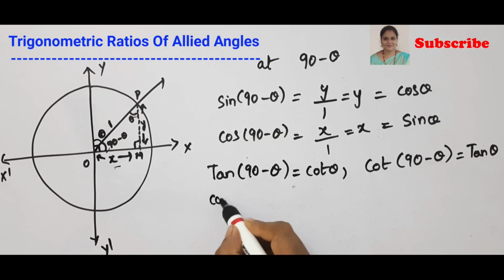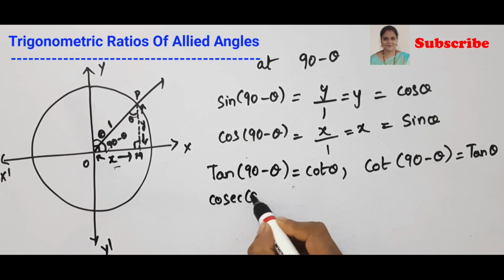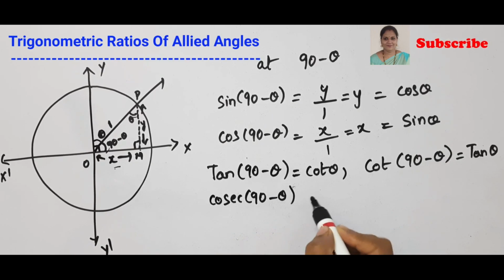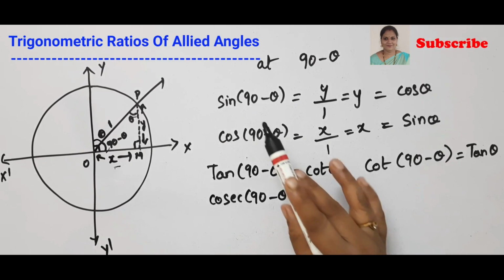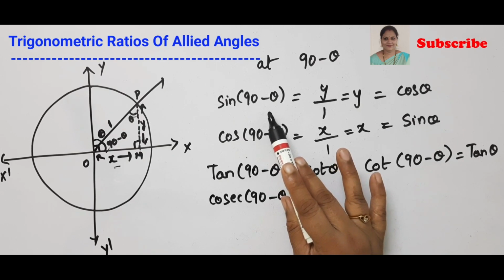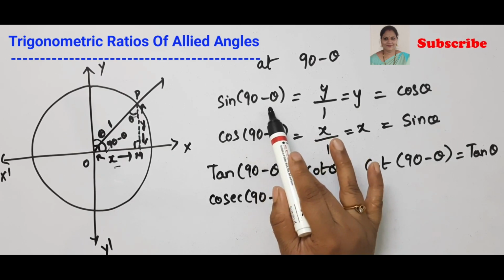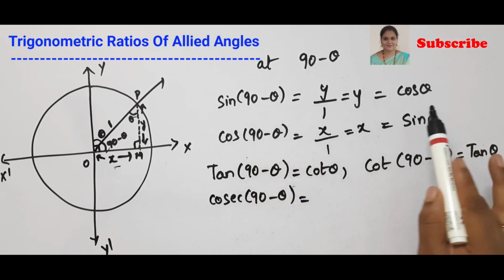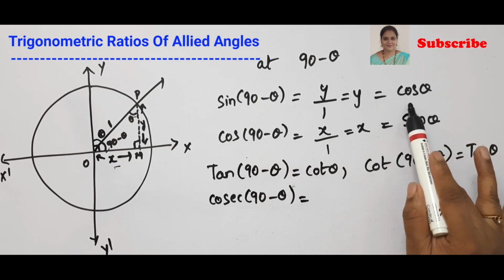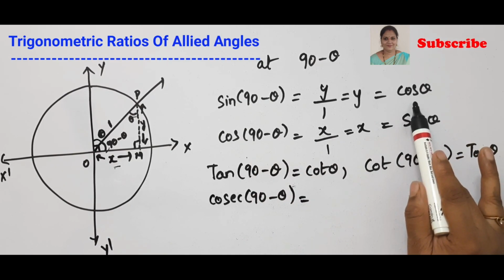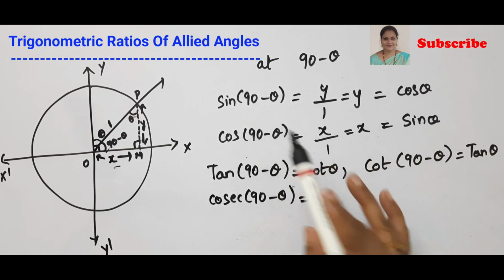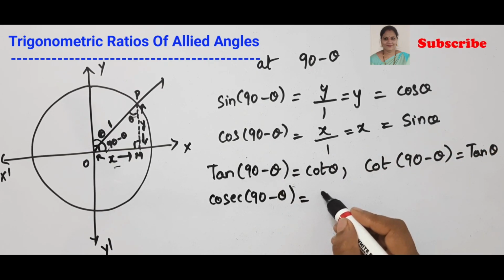Next, cosecant of 90 minus theta. Cosecant of 90 minus theta is nothing but 1 by sin of 90 minus theta. 1 by sin of 90 minus theta means it is 1 by cos theta. 1 by cos theta is nothing but secant theta. So cosecant of 90 minus theta is nothing but secant theta.